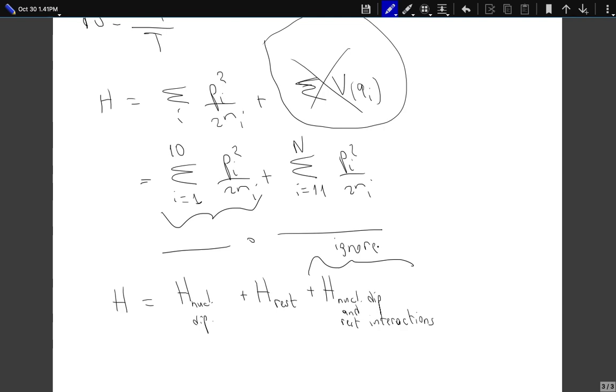So if I make some measurements within, let's say, a few seconds, I can treat the degrees of freedom corresponding to the nuclear dipoles to be independent of the degrees of freedom corresponding to the rest of the system, the remaining degrees of freedom. So if I study my system for just a couple of seconds, my nuclear dipoles will be an independent thermodynamic system with its own temperature. And that temperature can be negative.